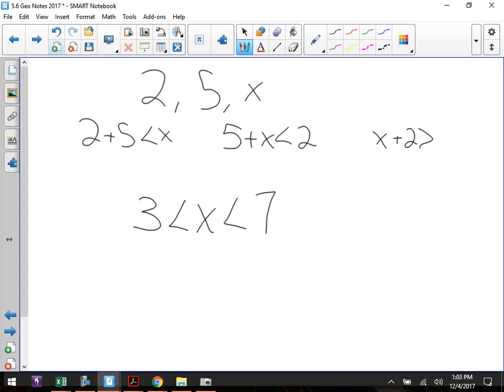Sorry, this one's 7 greater than x. X is greater than -3. Doesn't work. X is greater than 3. It's bigger than 3, smaller than 7. It could be 4, yes. It could be 5. It could be 6.2.